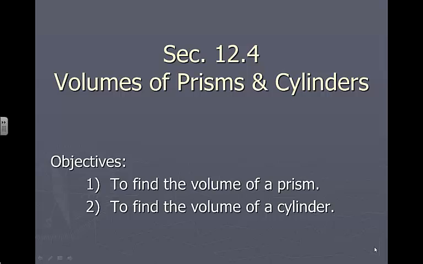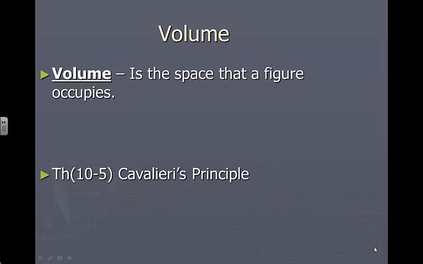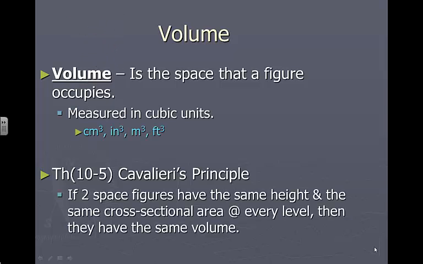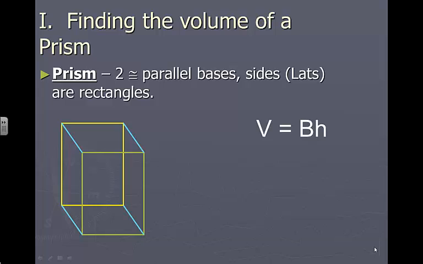Okay, guys, in section 12.4, we're going to look at volumes of prisms and cylinders now. Volume is the space that a figure occupies, and Cavalieri's principle is the other thing we're going to look at. Cavalieri's principle is if two space figures have the same height and the same cross-sectional area at every level, then they have the same volume. So we're going to look at that a little bit today.